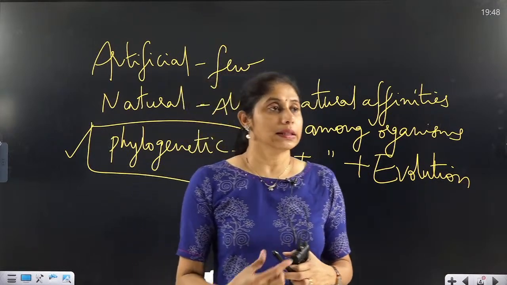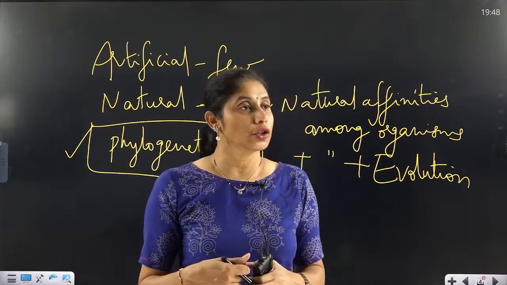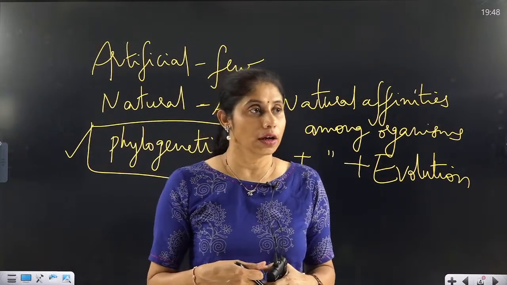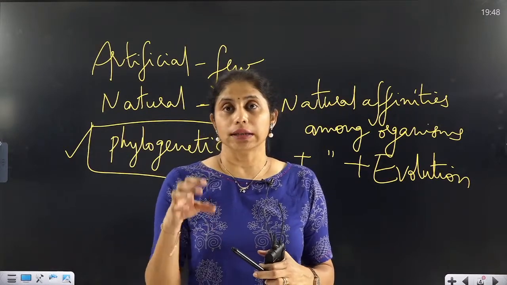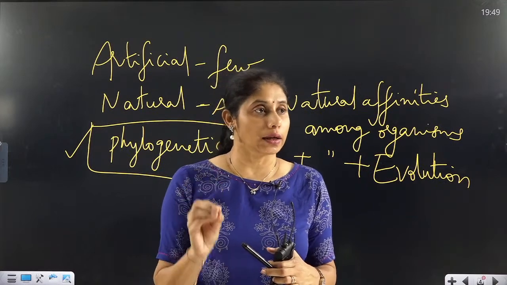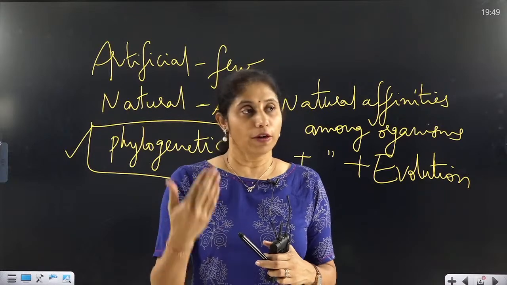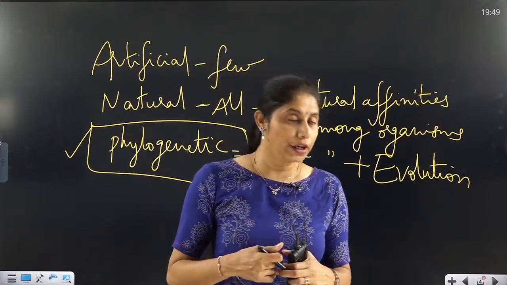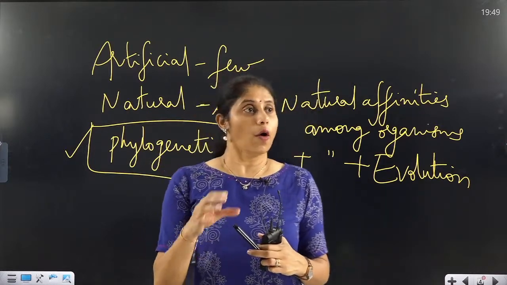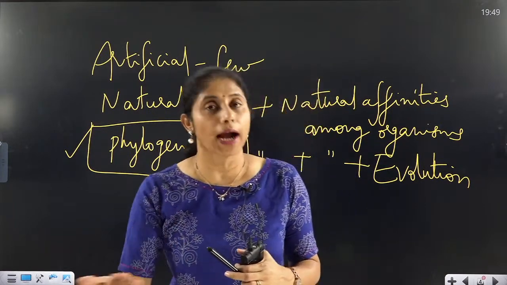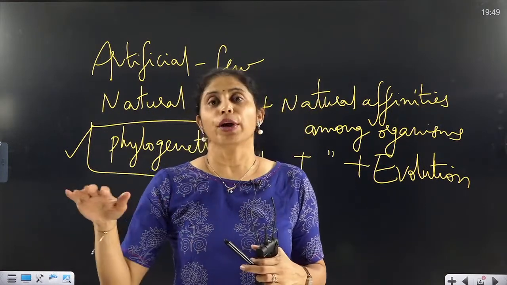There are three basic systems of classification: artificial, natural, and phylogenetic. Artificial is nothing but a few morphological characters are considered. Natural systems are nothing but all morphological characters plus natural affinities are considered. Phylogenetic: all characters, natural affinities, and evolution. These three points are considered.